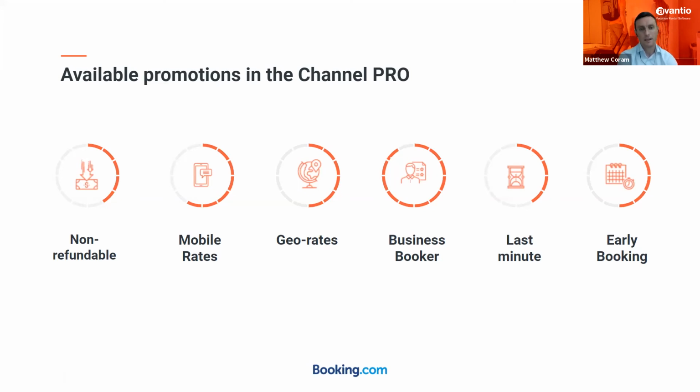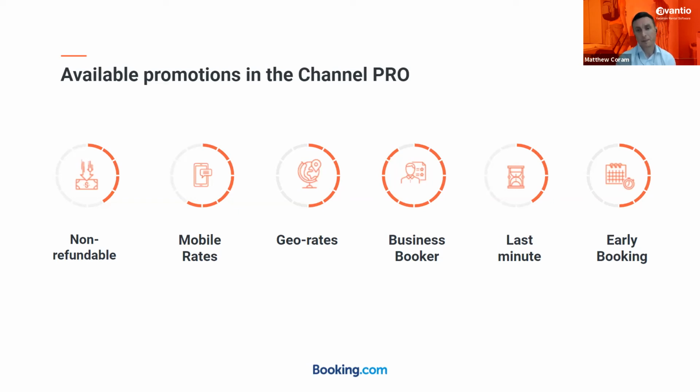The Business Booker is available for all of those properties that are not Genius or are not eligible for Genius discounts. So again, you can apply this directly from the channel manager or the Channel Pro as a promotion. And as explained by Sharon, the Genius rates will provide additional visibility from ranking boosts and greater visibility in the search results. But if they're not eligible for these, then of course you can use the Business Booker promotion as well.